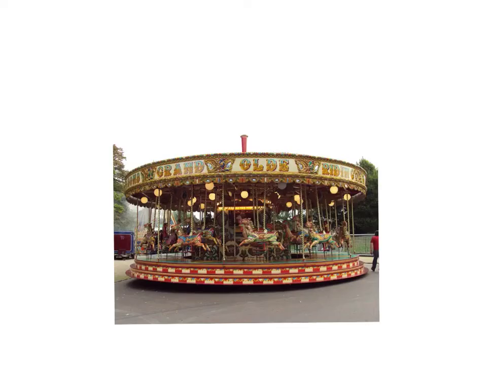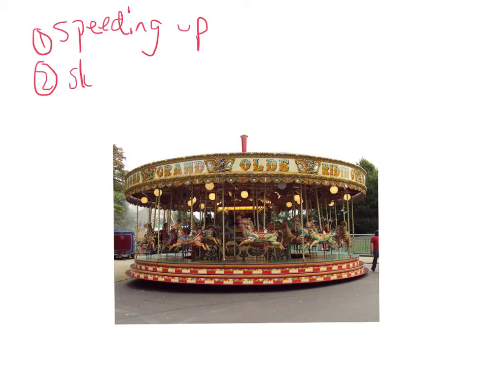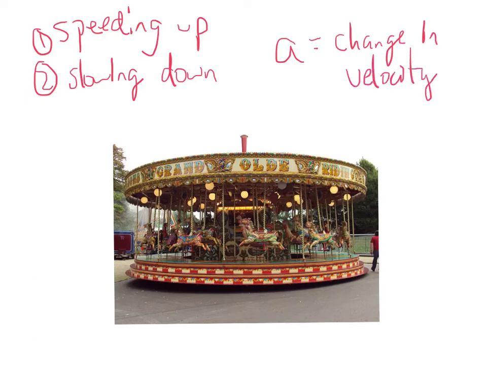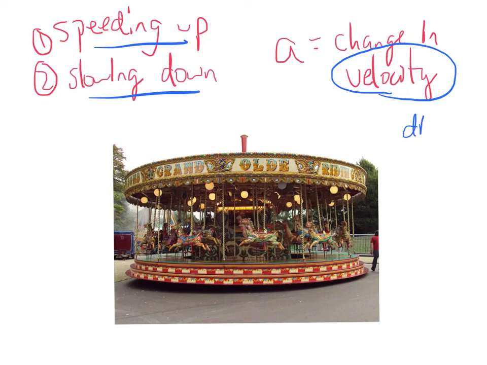Now, for an object to accelerate, it can be doing one of three things. One, it can be speeding up, and we talked about that with the airplane. Two, it could be slowing down. We talked about that with the car. And the other thing that defines acceleration: acceleration is by definition a change in velocity. So if you're speeding up, your velocity is changing. If you're slowing down, your velocity is changing. But remember, velocity also deals with direction. So even if an object is moving at a constant speed, it's accelerating if it's turning.